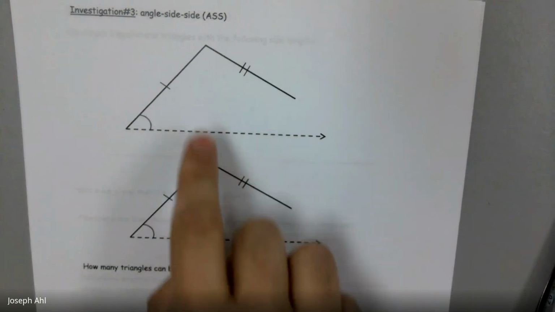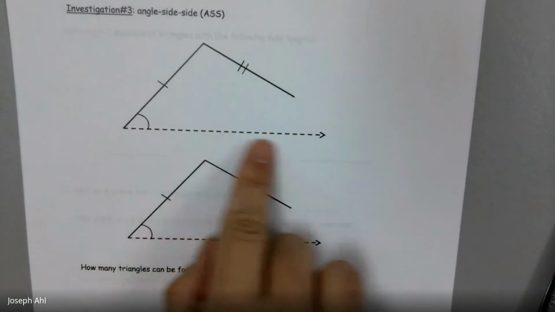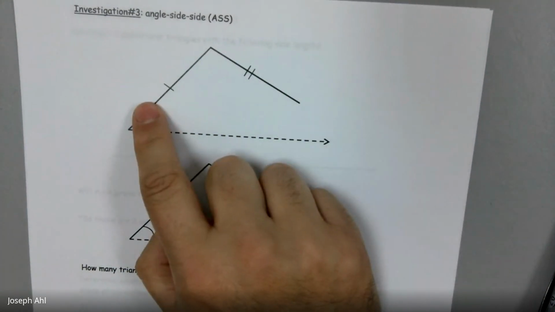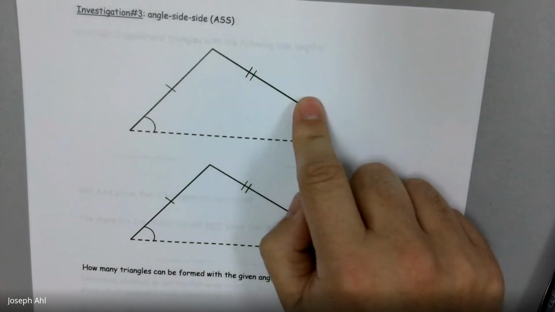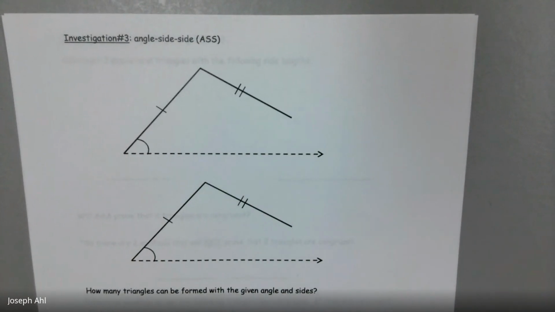So I have these two different triangles and I want to see, based on knowing this angle, this is not a known side, this is just a dotted line to help us. Okay, this side and this side. Do we see how it's angle, side, side? Not the same as SAS that we just talked about, side, angle, side.